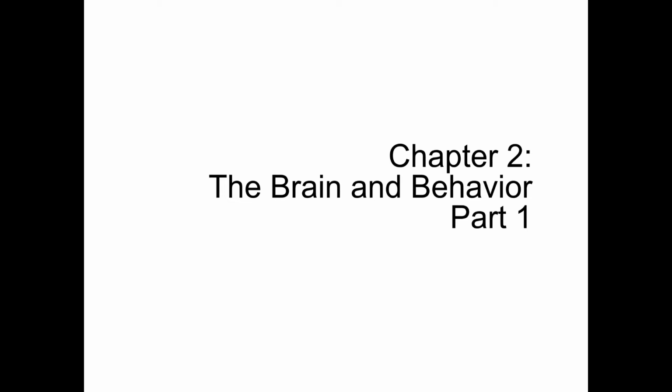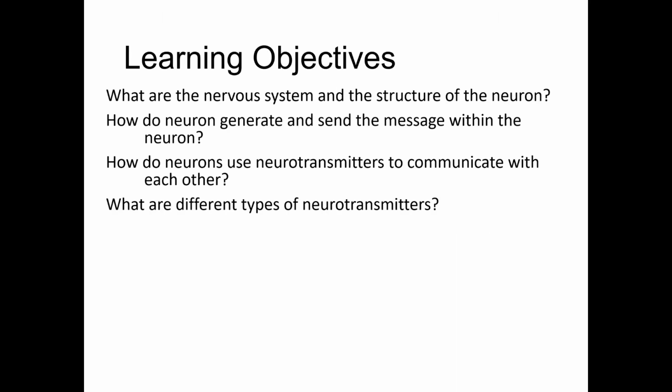Hello all! This week we will go back to Chapter 2 and talk about the brain and behavior. This chapter may be a review, especially for those who have taken anatomy and physiology courses. In Part 1, we will discuss the nervous system, the structure of a neuron, the function of a neuron, how neurons communicate with each other using neurotransmitters, and the different types of neurotransmitters.